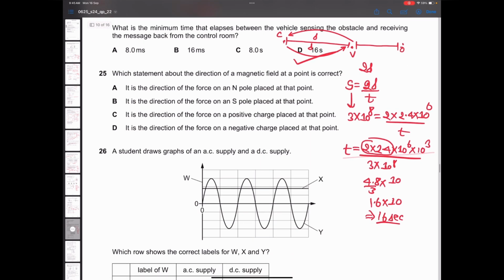Next question. Which statement about the direction of a magnetic field at a point is correct? It is the direction of force on a north pole placed at the point. This is correct. It is the direction of the force on a south pole placed at the point. Incorrect. It is the direction of force on a positive charge. Positive charge, negative charge, first of all, they will experience electric field. Then the magnetic field will come. So C and D are out. Answer will be A.